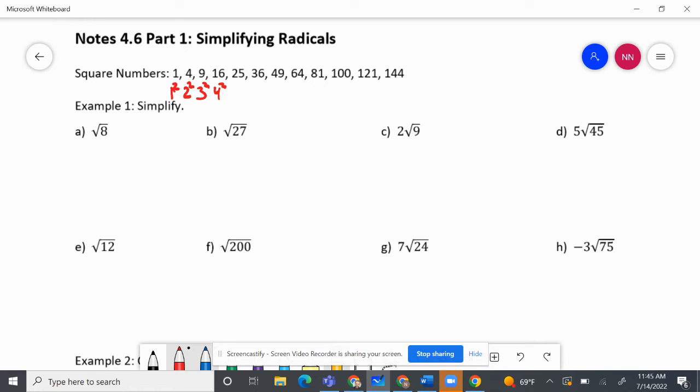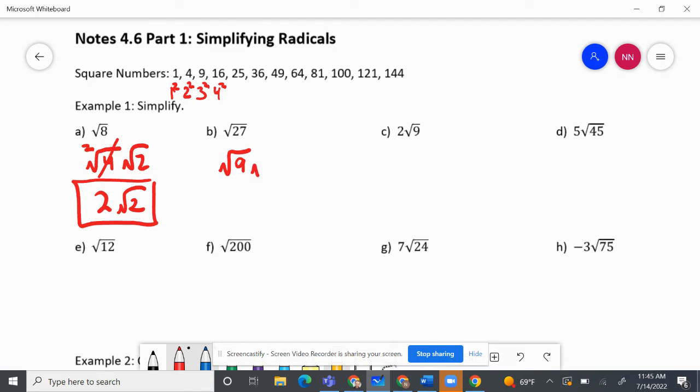So for our first example, we have the square root of 8. We don't know what the square root of 8 is, but we can simplify it into 4 and 2. The square root of 4 is 2, and that gives us the answer 2 square root of 2. Now for letter B, 27, what we're doing is we're looking for our square numbers, and we know that 27 is 9 and 3, and the square root of 9 is 3. So we have 3 square root of 3. That's simplifying the square root of 27.